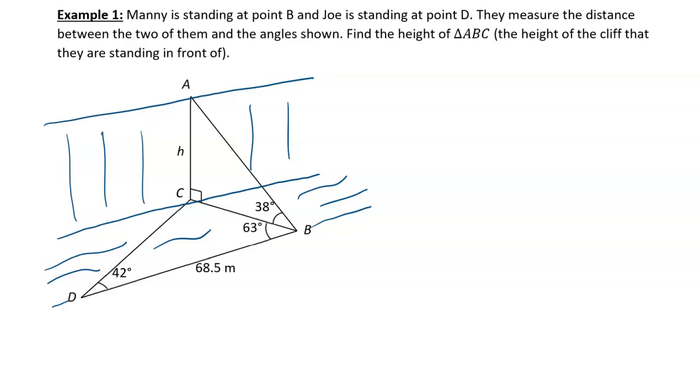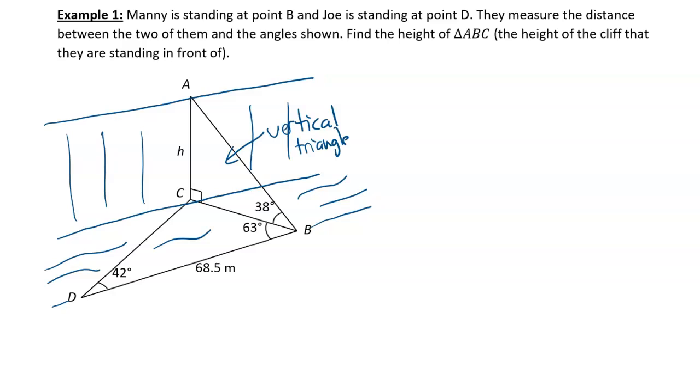So here's our first question. It says Manny is standing at point B, and Joe is standing at point D. They measure the distance between the two of them and the angles shown. Find the height of triangle ABC, which is the height of the cliff that they are standing in front of. So what we have here is we have a vertical triangle. This is the vertical triangle ABC.